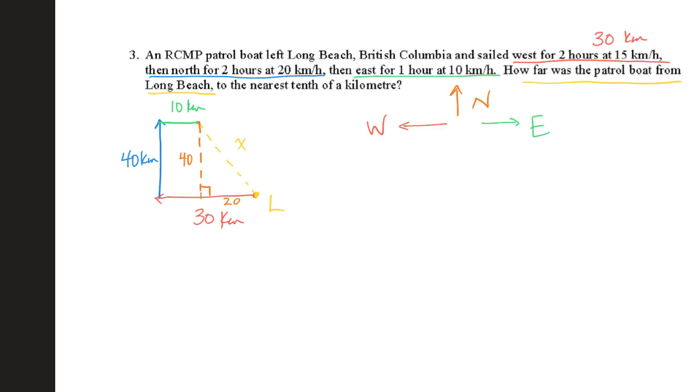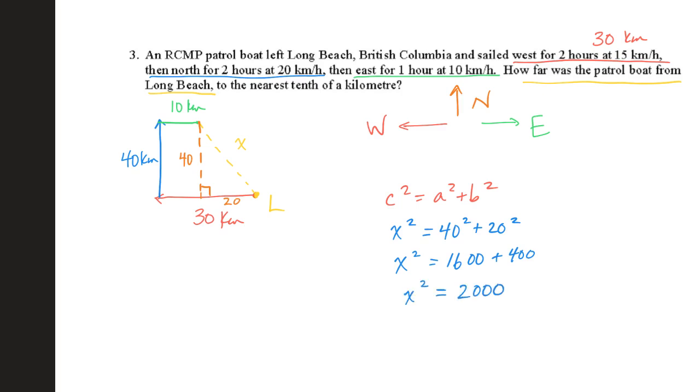So to solve this problem, I need to find the hypotenuse of a right triangle with the shorter sides of 40 and 20. So I know I can use my Pythagorean theorem. I know that I'm looking for my hypotenuse. The sum of the squares of the two shorter sides equals that. And now everything else is just calculating and simplifying. So 40 squared is going to give me 1,600. 20 squared is going to give me 400. And when I calculate that and simplify, I'm going to find out that x squared is 2,000.